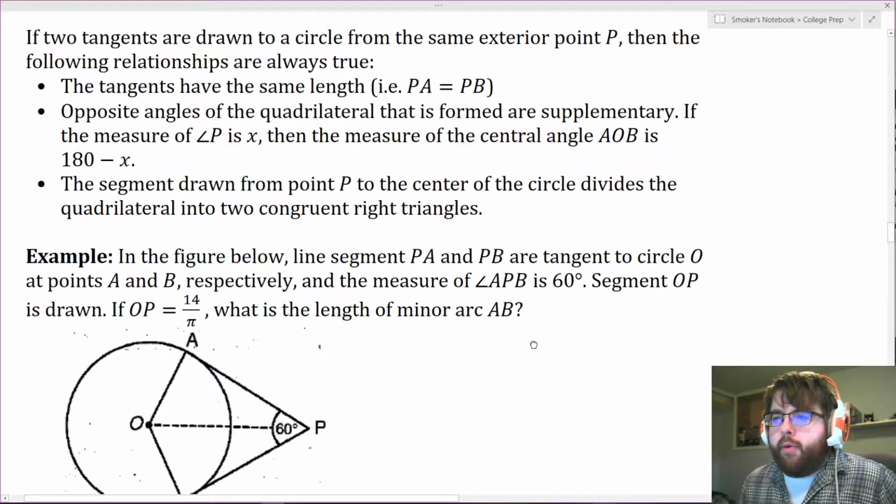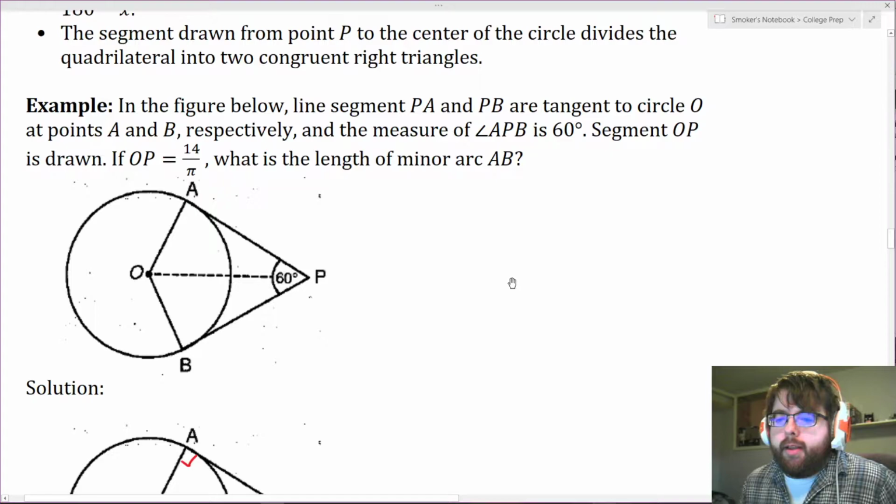So, you ready for an example of this stuff? All right, in the figure below, line segments PA and PB are tangent to circle O. That's the center of the circle. Sorry, tangent to circle O at points A and B, respectively.